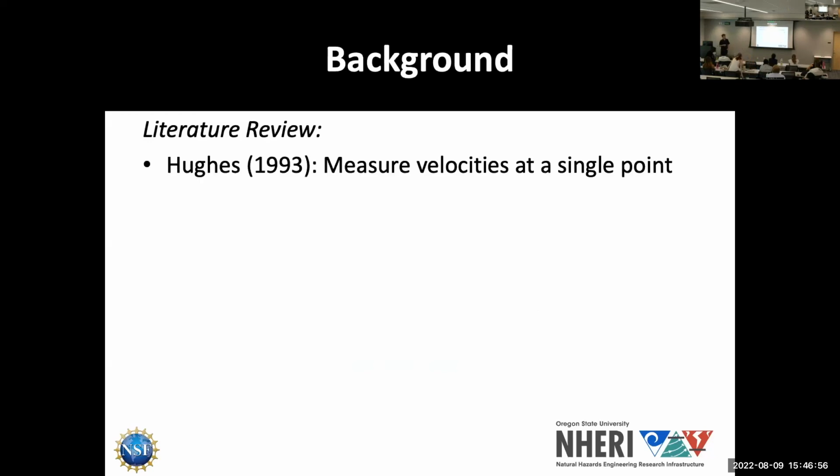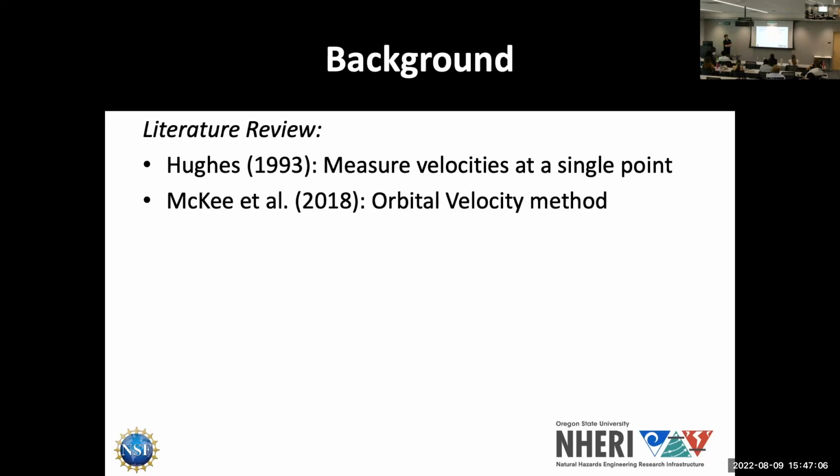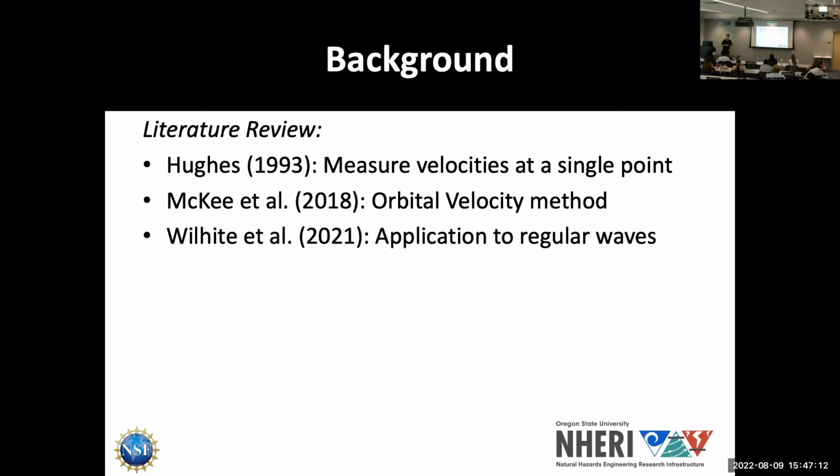Going into the literature review a little bit, it starts in 1993 with Hughes, who first proposed measuring the velocities at a single point location to quantify wave reflection. Then it picks up in 2018 with McKee et al. and their orbital velocity method. The most recent instance, though, is in 2021 with Wilhite et al. and their application to regular waves. And this is actually the previous NHERI REU student at OSU, of which this research is based off of.